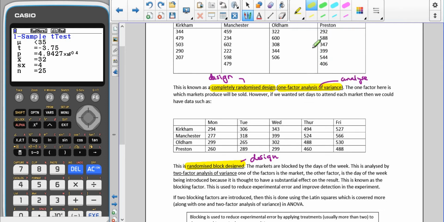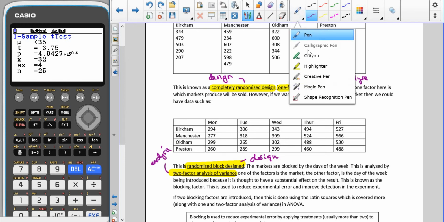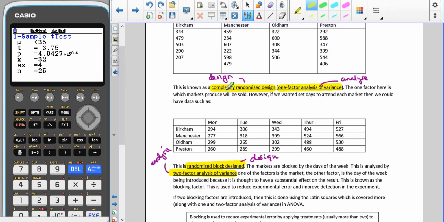The markets are being blocked by the days of the week. And we would analyse this through a 2-factor analysis of variance. So this is our analysis. One of the factors is the market, and the other factor is the day of the week being introduced, because it is thought to have a subsequent effect on the results.